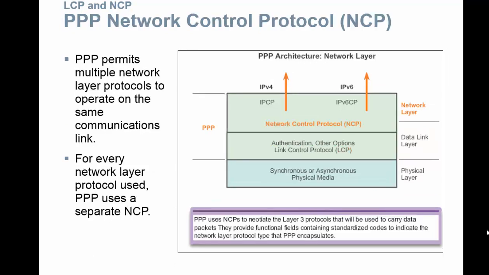PPP is going to permit multiple network layer protocols to operate on the same communication link. And for every network layer protocol used, PPP uses a separate NCP. So, PPP uses NCP to negotiate the layer 3 protocols that will be used to carry data packets, and they provide functional fields containing standardized codes to indicate the network layer protocol type that the PPP encapsulates.